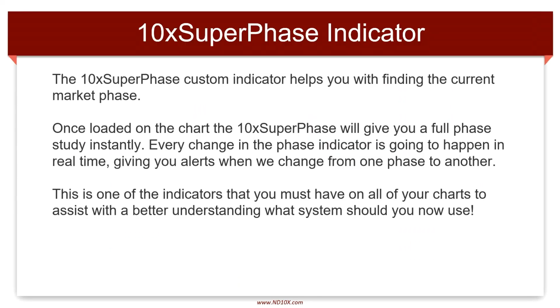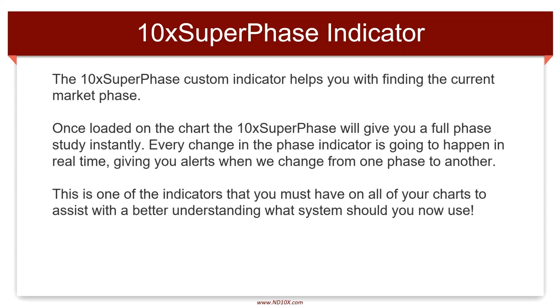10x Superphase Indicator. The 10x Superphase Custom Indicator helps you with finding the current market phase. Once loaded on the chart, the 10x Superphase will give you a full phase study instantly. Every change in the phase indicator is going to happen in real time, giving you alerts when we change from one phase to another. This is one of the indicators that you must have on all of your charts to assist with a better understanding of what system you should now use.